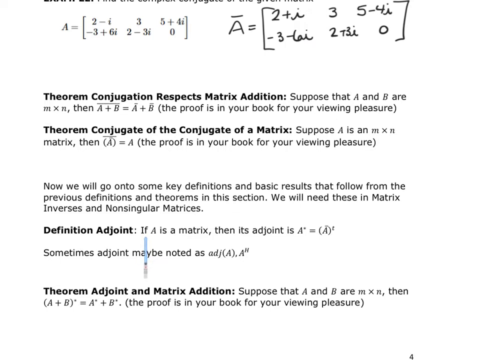How we're going to define that is if A is a matrix, then its adjoint is defined as A with an asterisk, which is equal to the conjugate transposed. We're going to show you what this looks like in the next section, but for right now, I'm just giving you the definition. We will revisit the definition. The reason I need that is I need it for some of this information. Again, we're going to use this in the next section. Sometimes it's noted as ADJ of A or A raised to the H.